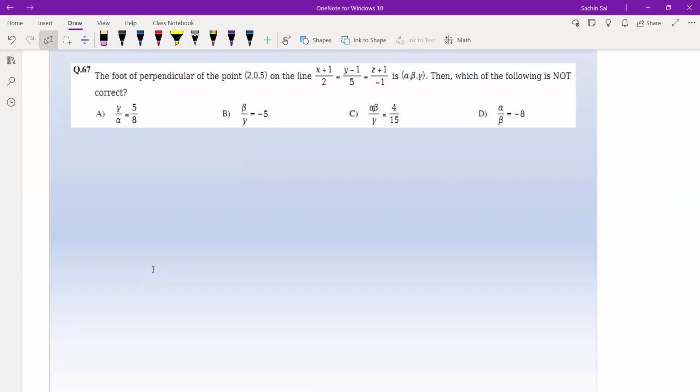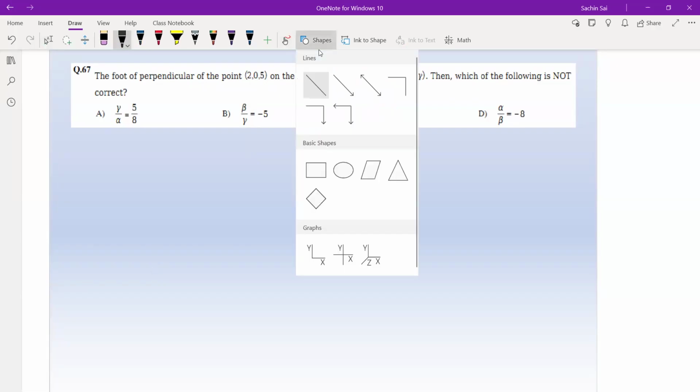Question 67. Foot of the perpendicular of the point 2, 0, 5 on the line is alpha, beta, gamma. Then which of the following is not correct? So you have a line.